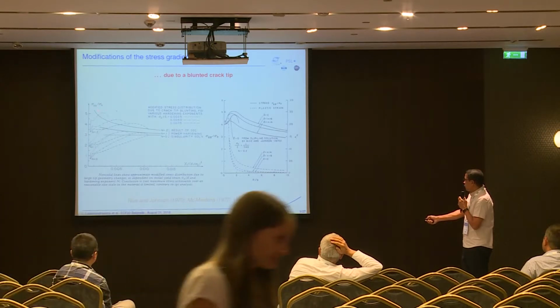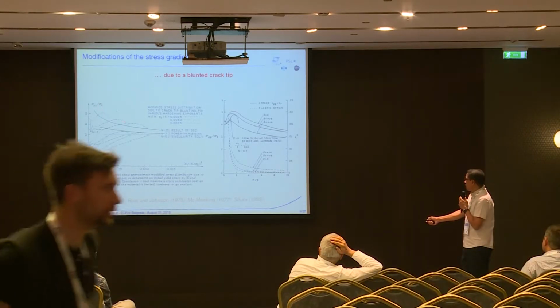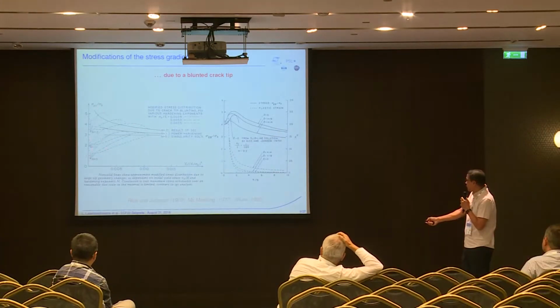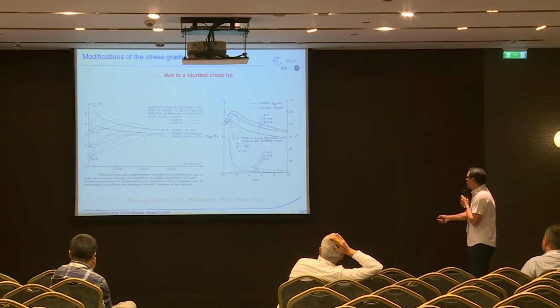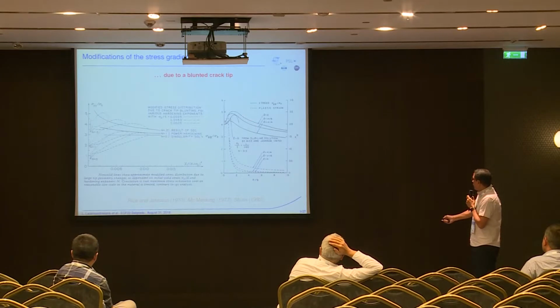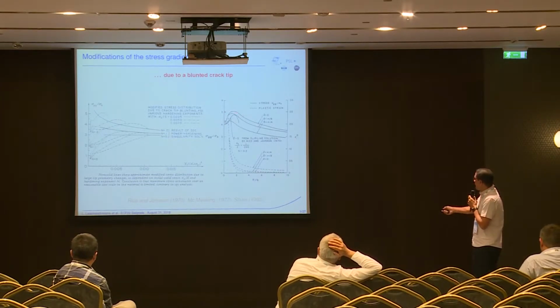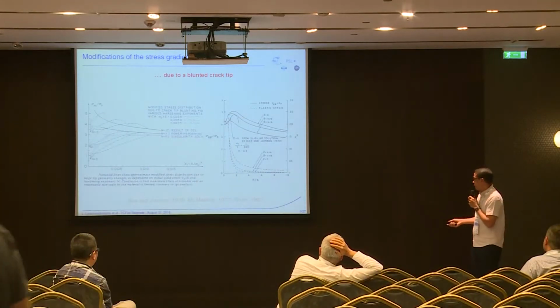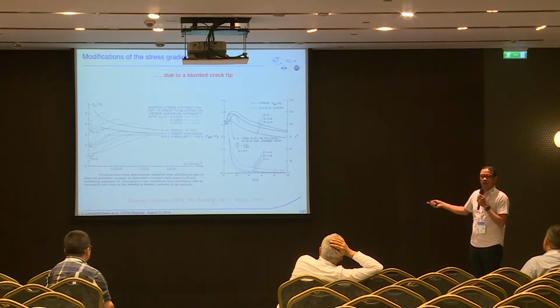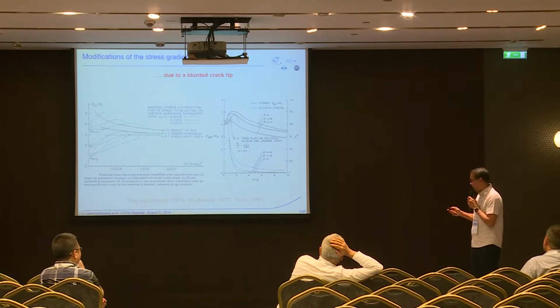And also, the location of the maximum stress depends on the hardening exponent. Now, if we also plot the strain singularity and the stress singularity, you can see that this happens on the stress gradient, but not on the strain. This is a very interesting result for the comparison that we have to do later.